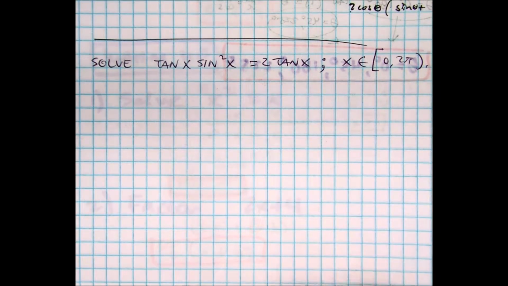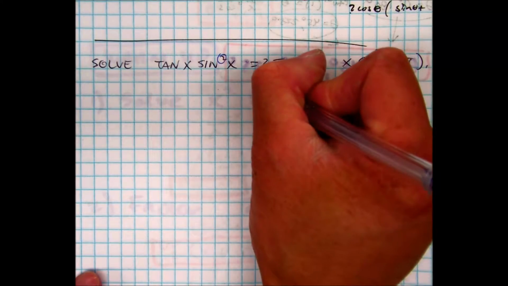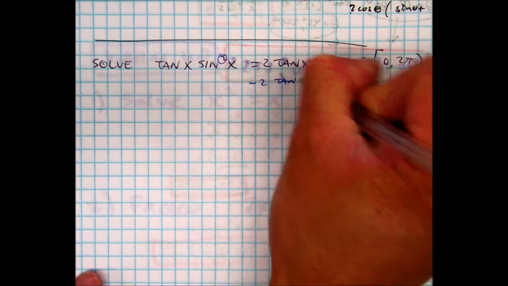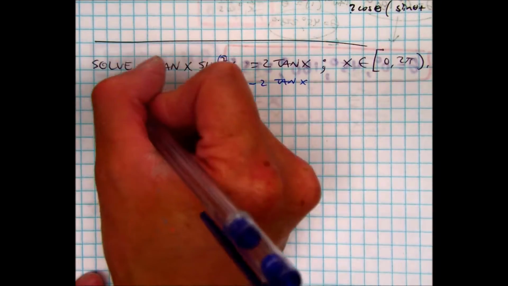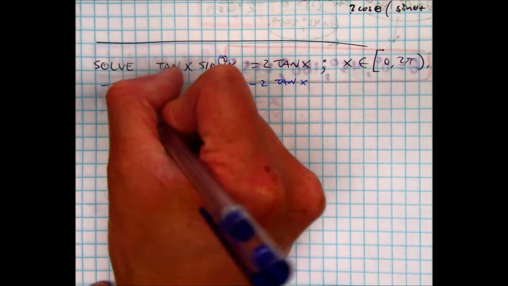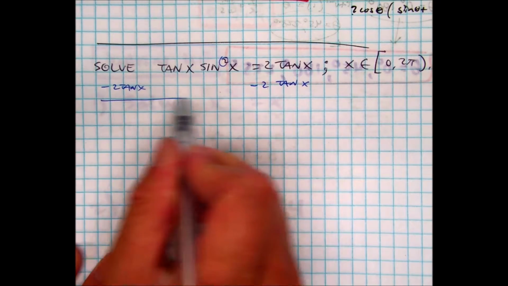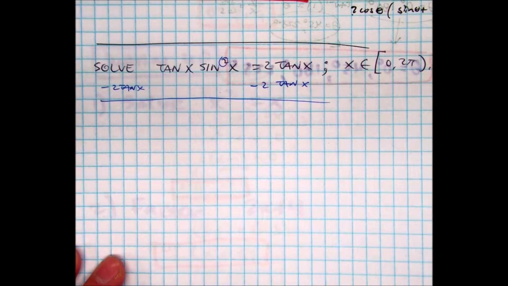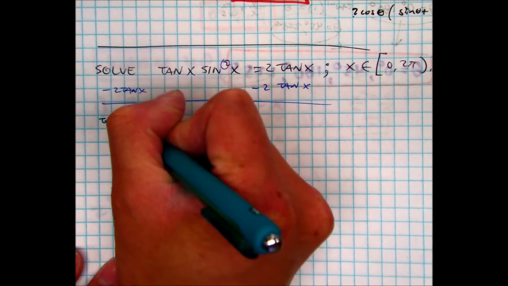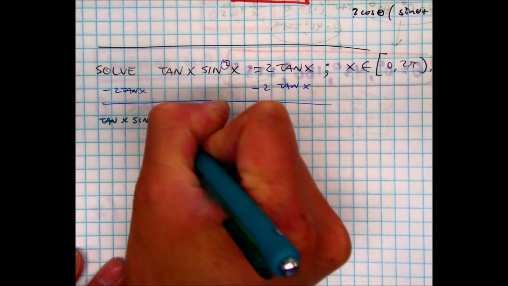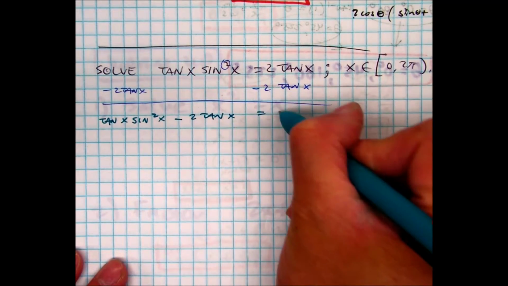Alright, the first thing I'm going to do, I recognize it's a power of 2, so let's go ahead and get everything to one side so it's set equal to 0. I'm going to subtract this. And it's kind of weird, but I'm going to put it way over here, so it's not underneath this tangent of x, because I don't want you to be tempted to use that. So I have tangent x sine squared x minus 2 tangent x equals 0.